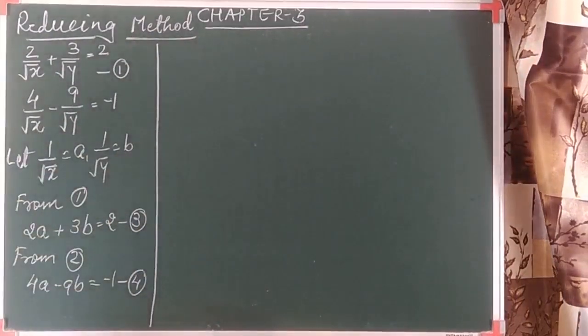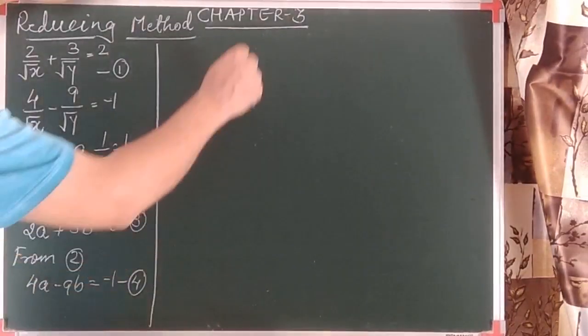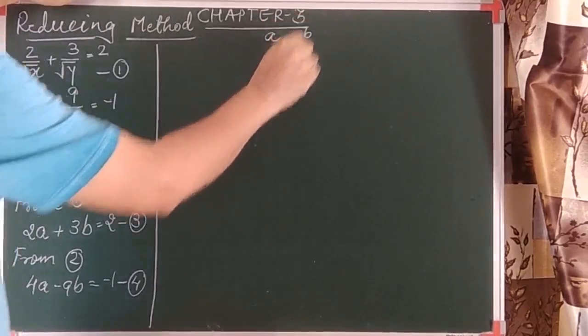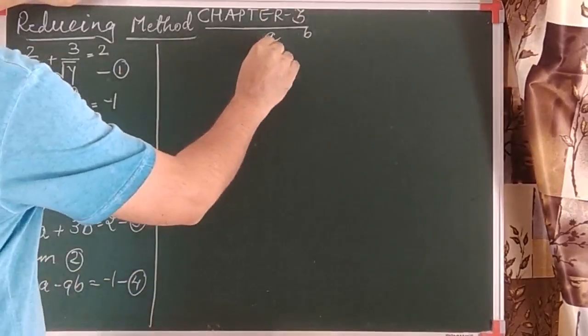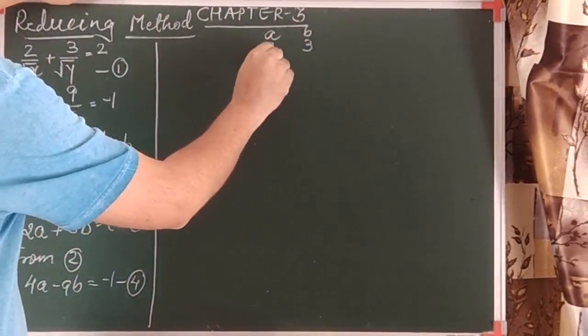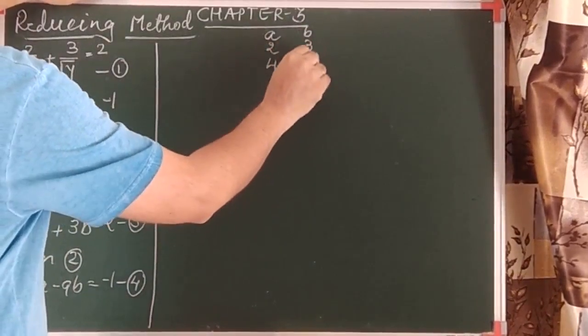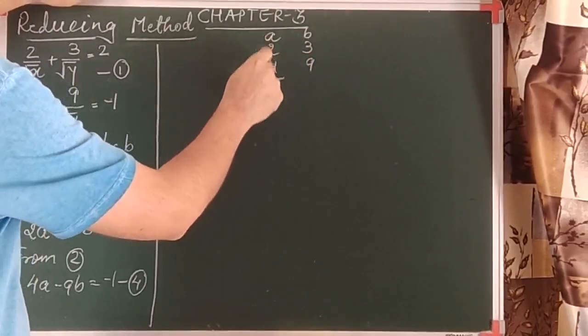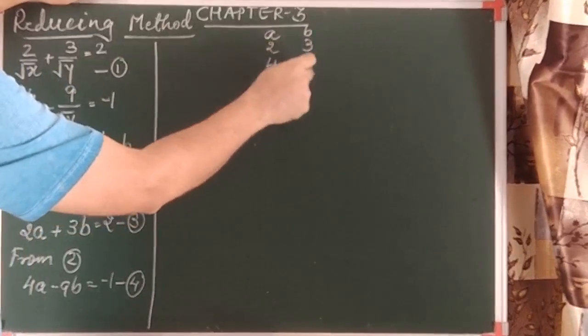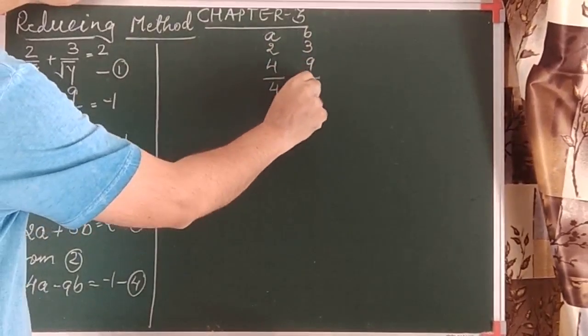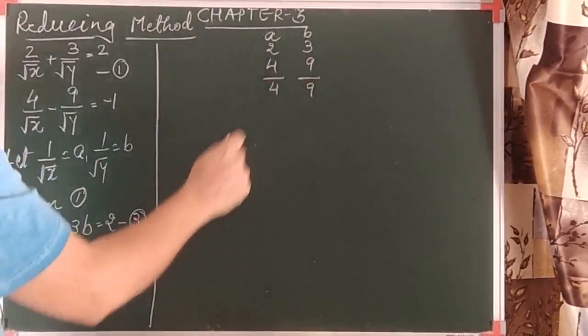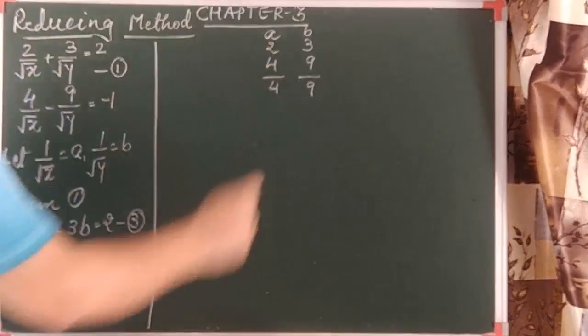So let us simplify. Again you can simplify this by any of the methods which we discussed, but as I told you, elimination is the easiest way. So let us write down the coefficients of a and b. It's 2 and 3, and it's 4 and minus 9, or we can write only 9. So we can say that the coefficients of a as well as b are not equal. So let's make them equal by taking the LCM. This is the LCM I have written of 2, 4 and 3, 9.